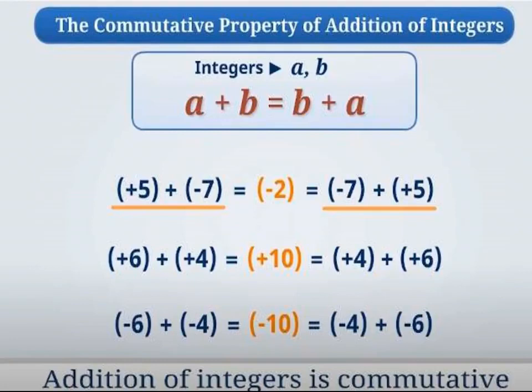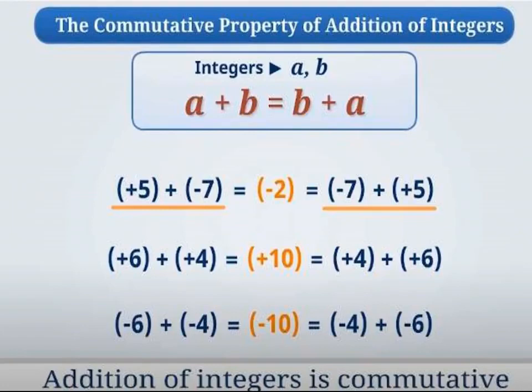Now we change the order. That means we add minus 7 to plus 5. Then what is the sum of these two integers? Minus 7 plus 5 is also equal to minus 2. So plus 5 plus minus 7 equals minus 7 plus plus 5 equals minus 2.